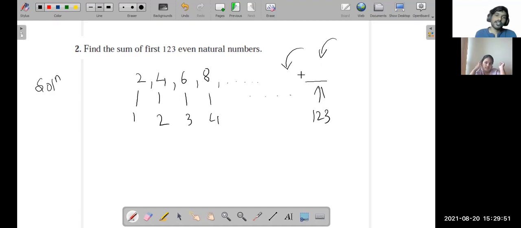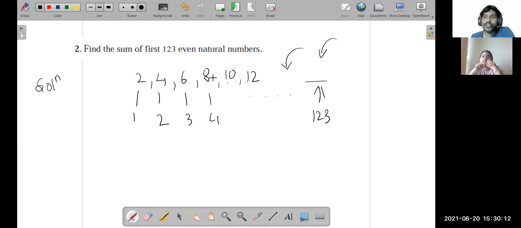Here, tell me all the even numbers. 2, 4, 6, 8, 10, 12. Okay, how many even numbers have I written? 6. So they're saying write the first 123 even numbers.